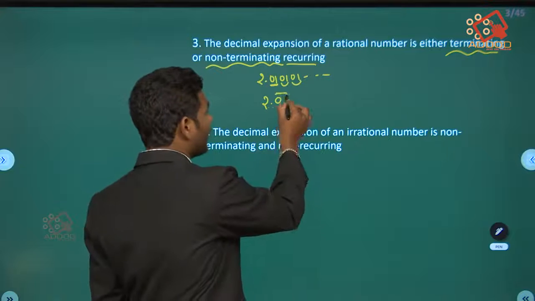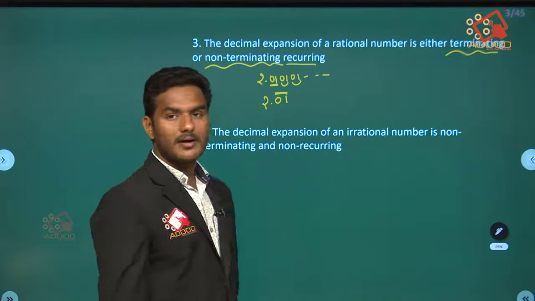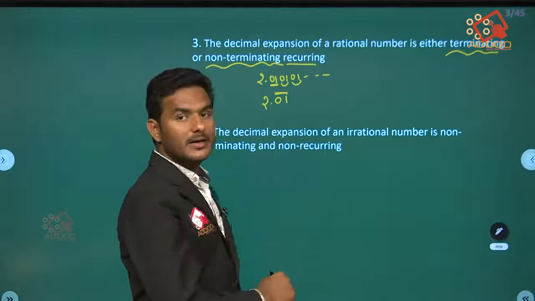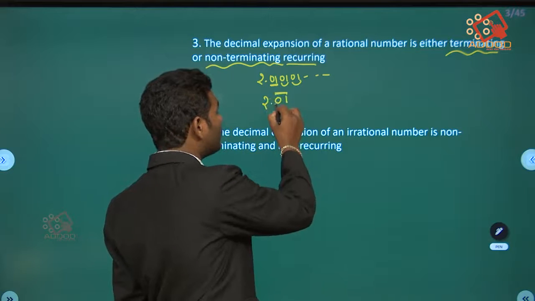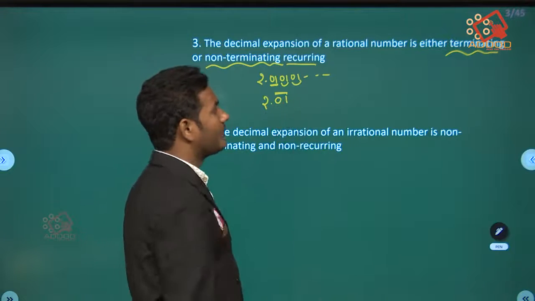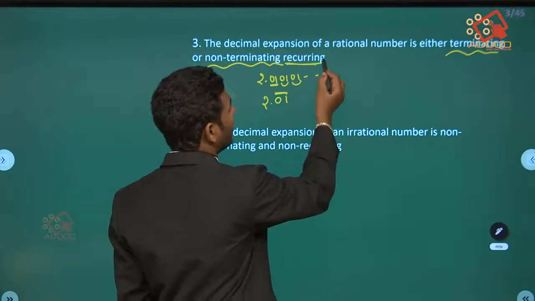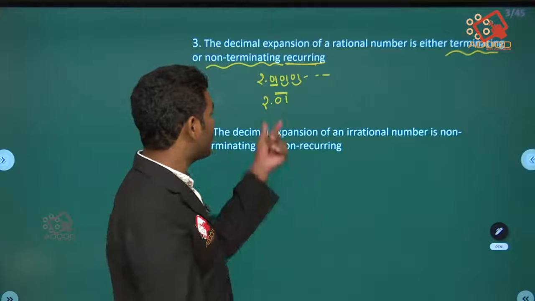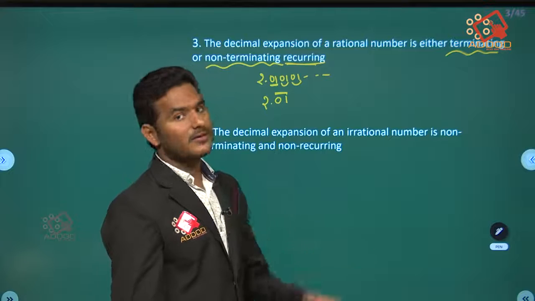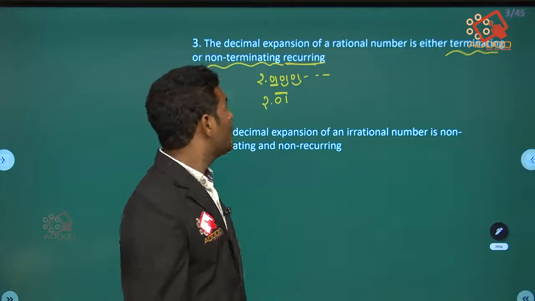Now this symbol is a bar. So why are we taking the bar? That bar will represent that these 2 digits are repeatedly occurring. So those values are recurring values, recurring values after the decimal point. Okay, now look here.